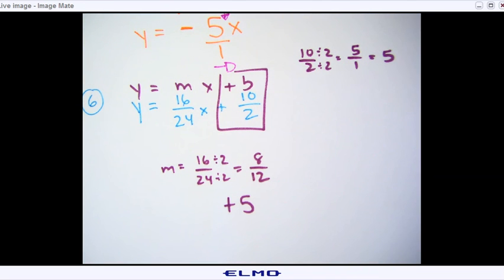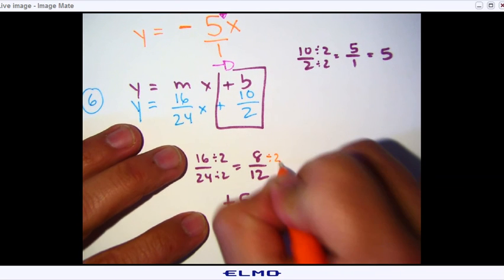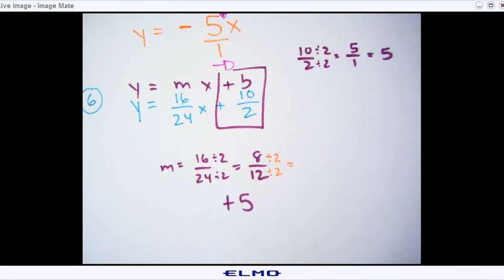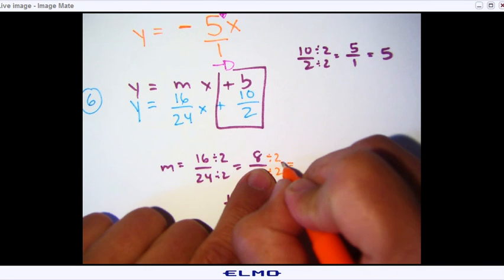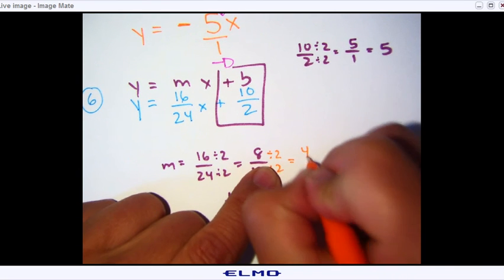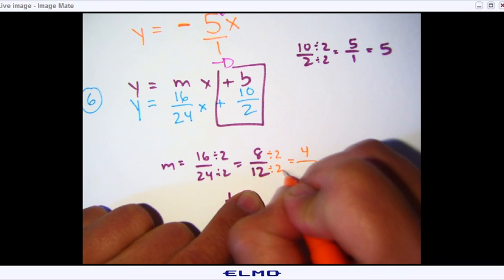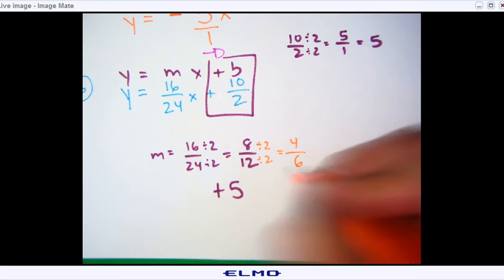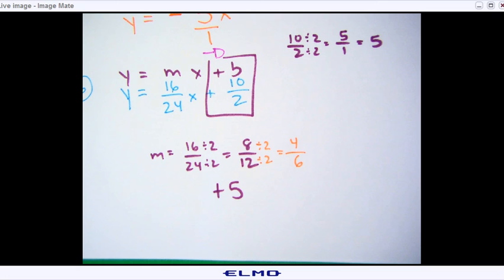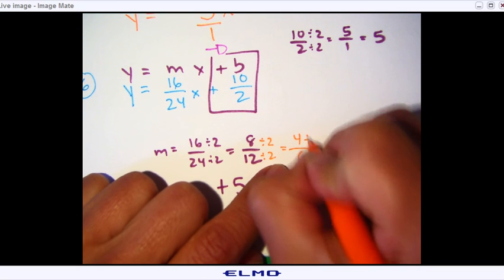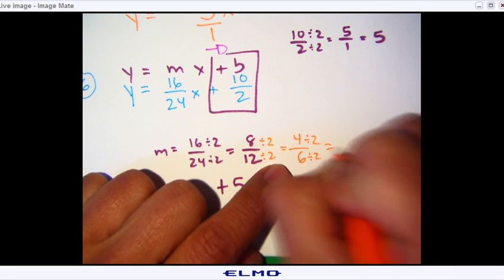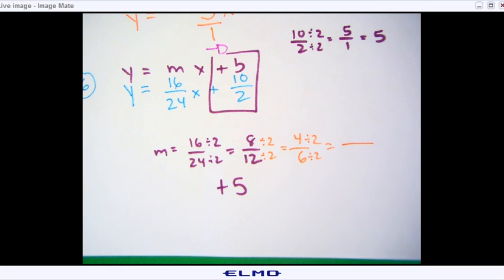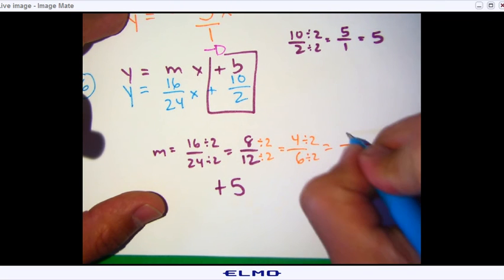Yeah, keep going. So 8 divided by 2, or 2 times 4 is 8, and 12 divided by 2 is 6. Can I keep going? Yeah, keep going, guys. Divide by 2. So 4 divided by 2 is 2. And 6 divided by 2 is 3.